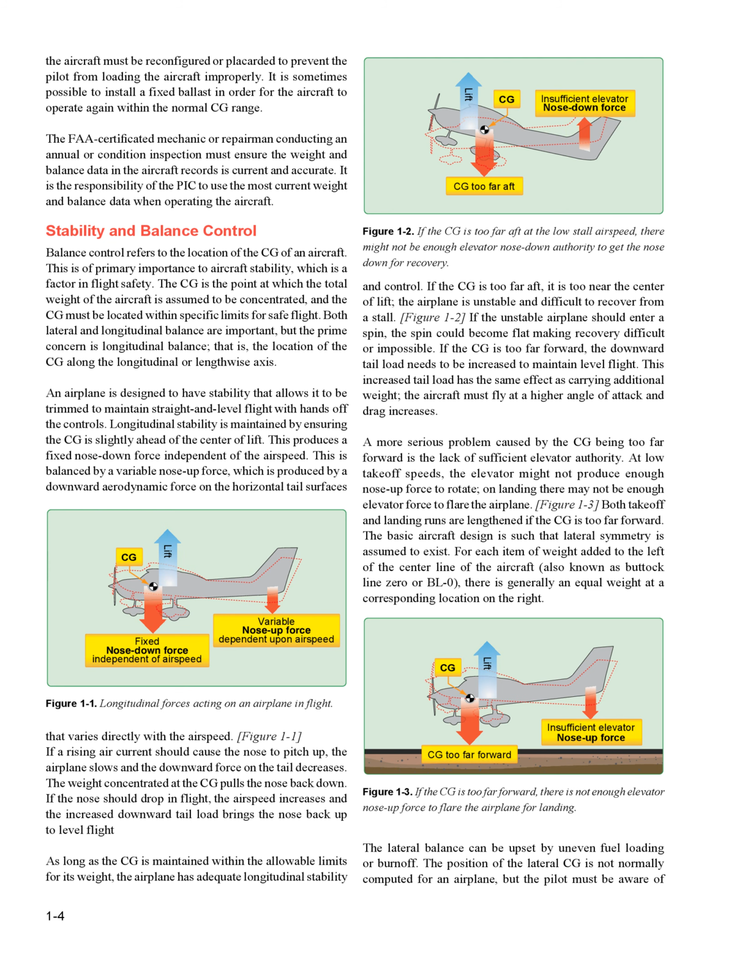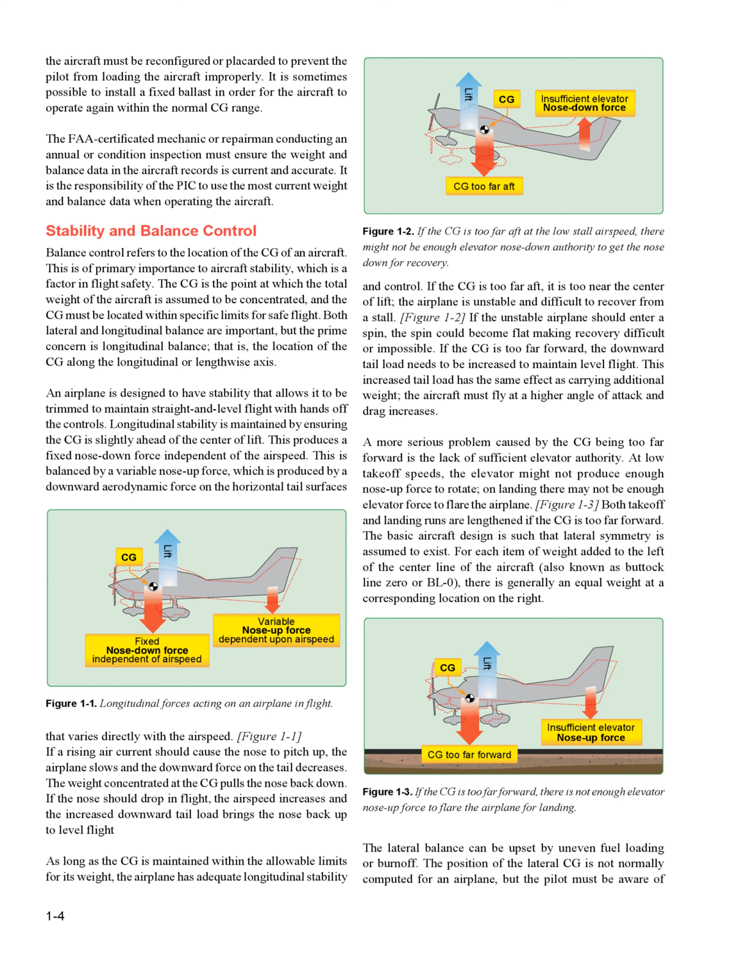A more serious problem caused by the CG being too far forward is the lack of sufficient elevator authority. At low takeoff speeds, the elevator might not produce enough nose-up force to rotate. On landing there may not be enough elevator force to flare the airplane. Figure 1.3: both takeoff and landing runs are lengthened if the CG is too far forward.